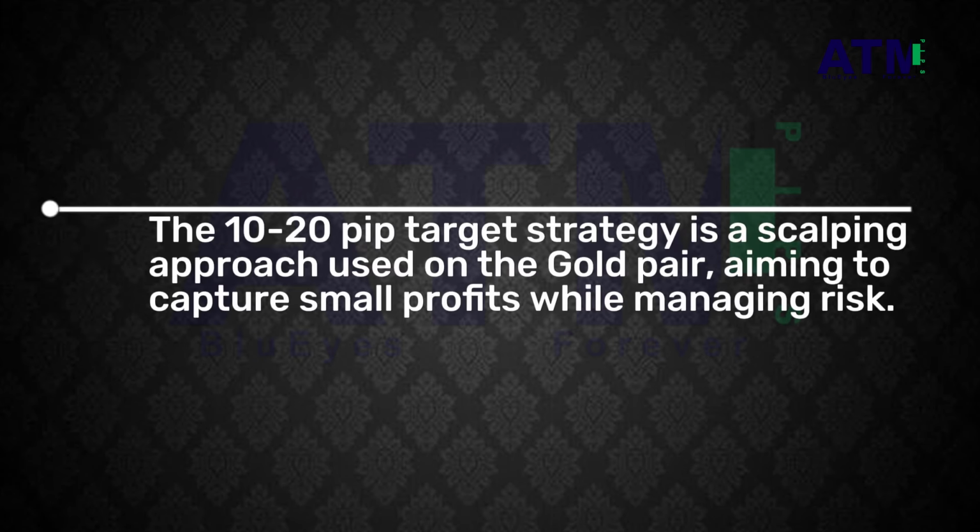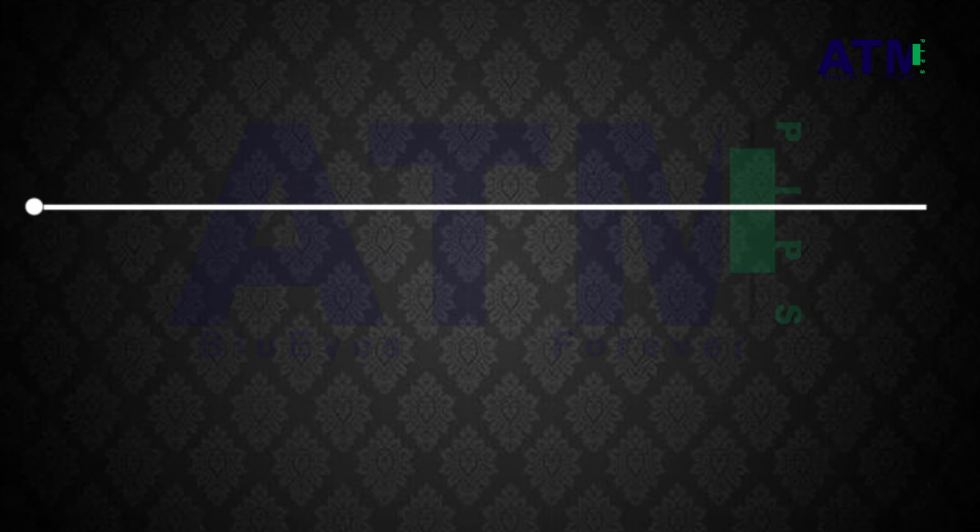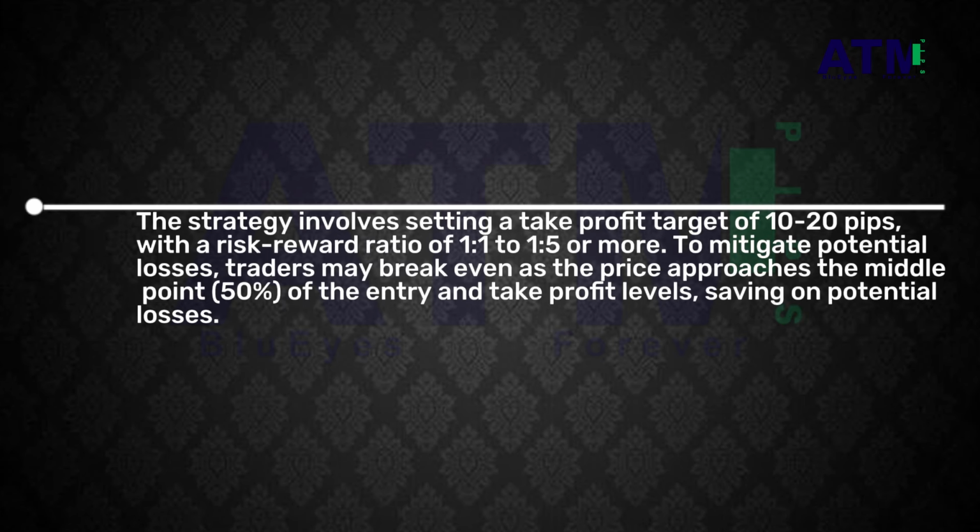The 10 to 20 pip target strategy is a scalping approach used on the gold pair, aiming to capture small profits while managing risks. The strategy involves setting a take profit target of 10 to 20 pips with a risk-reward ratio of 1:1 to 1:5 or more. To mitigate potential losses, traders may break even as the price approaches the middle point of the entry and take profit levels, saving on potential losses.